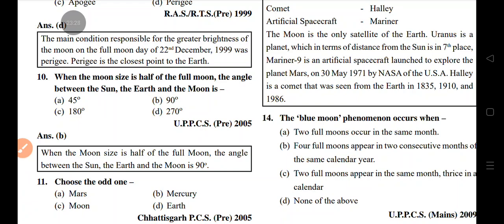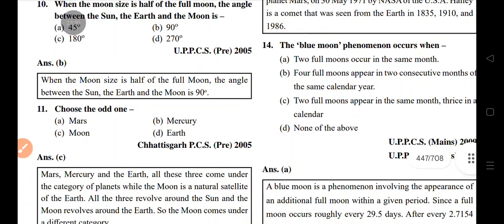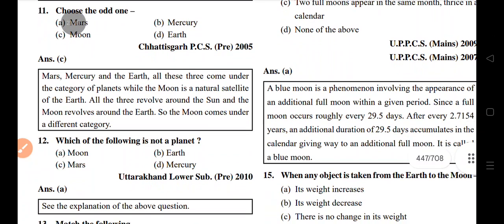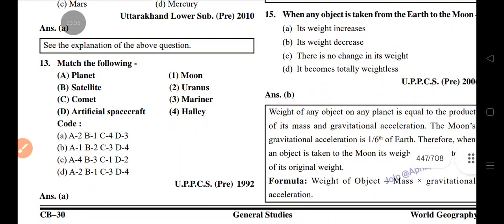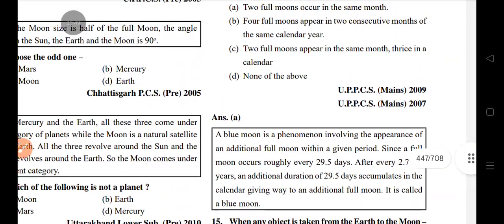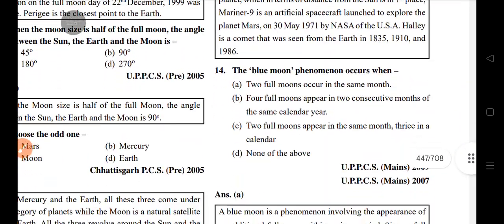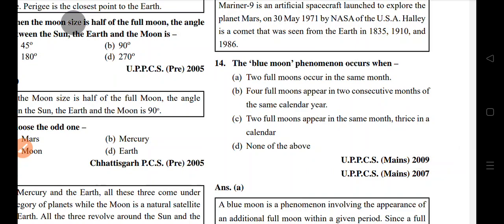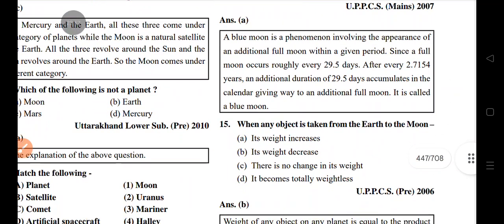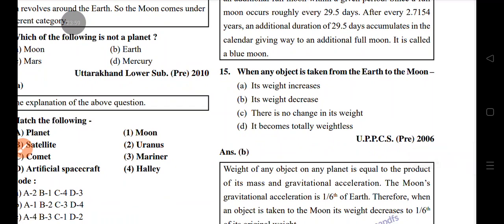Choose the odd one out. Moon is not a planet. Planet Uranus, satellite, moon, comet Halley, or artificial Mariner. Blue moon is a phenomenon that occurs when two full moons occur in the same month. When any object is taken from Earth to the moon, its weight decreases.